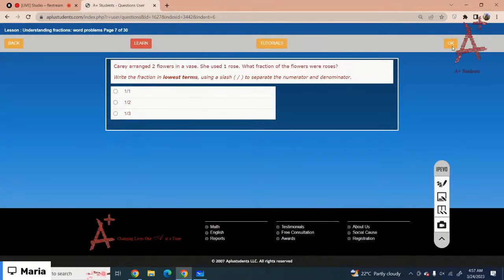Okay, the next one is: Carrie arranged 2 flowers in a vase. She used 1 rose. What fraction of the flowers was a rose? So out of the 2, just 1 is a rose. So it would be 1 over 2. Got it? So the correct option is 1 over 2.